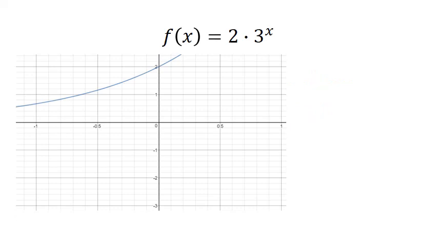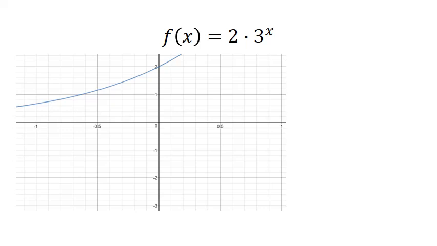In order for us to graph an exponential function, we want to be able to analyze a few attributes. Recall that there's a connection between this number here and our y-intercept. So in this case, 2 is our y-intercept. But why does that happen?